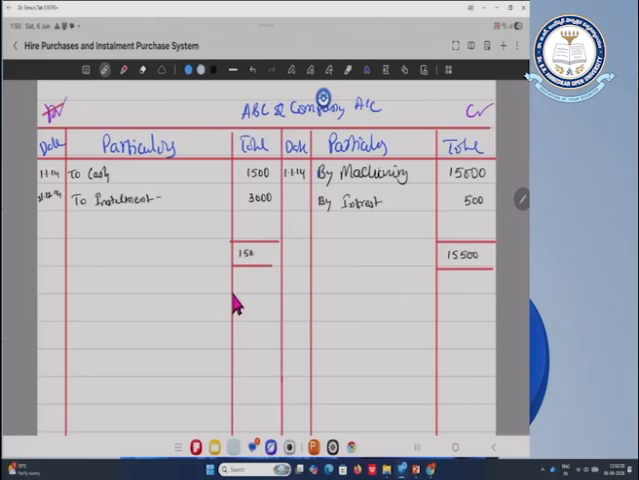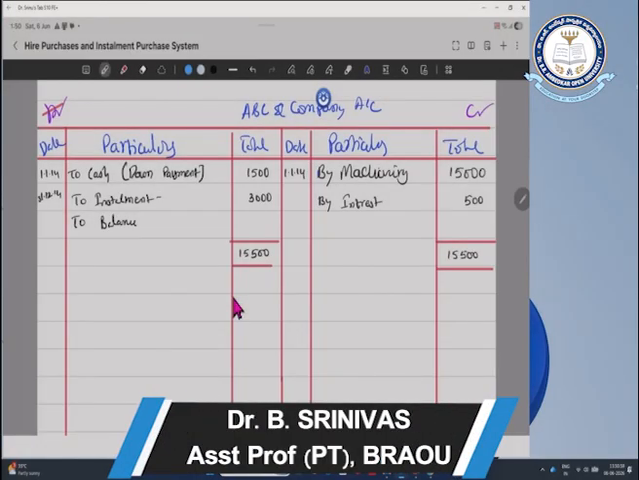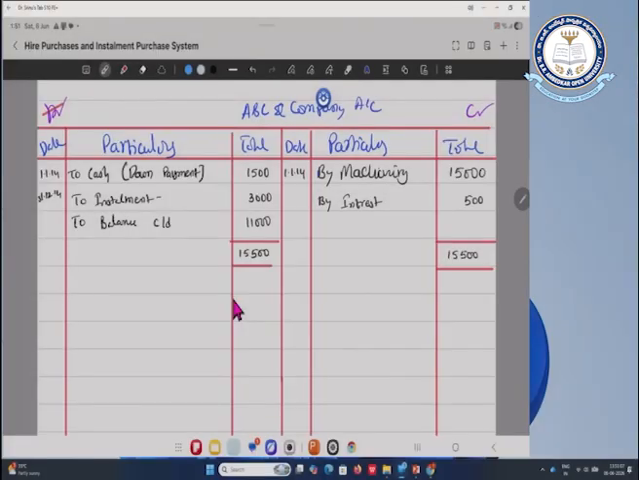Both, the credit side is more. So, I am writing 15,500 on both sides. Okay. What is the remaining balance after deduction of the down payment and first installment? The balance amount is equal to 4,500 minus 15,500, that is 11,000 rupees. This is the balance carried down.